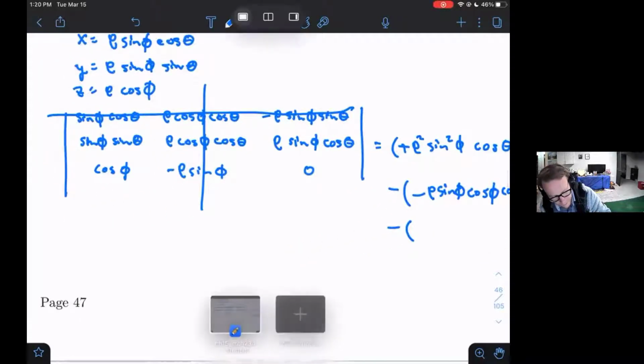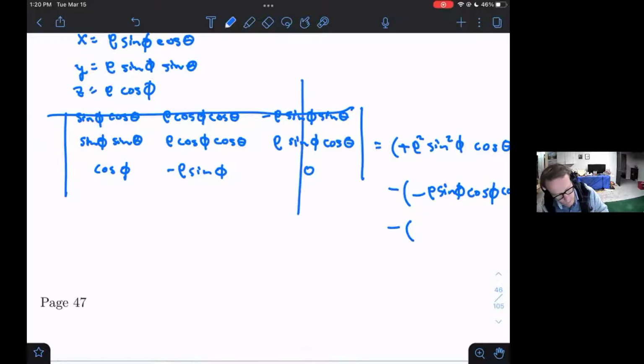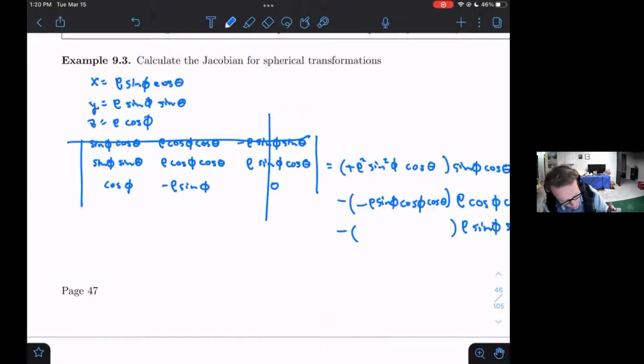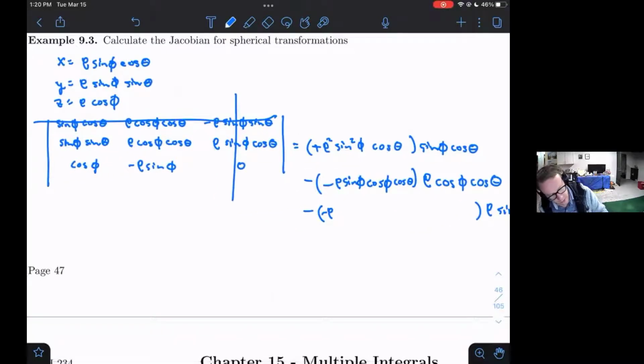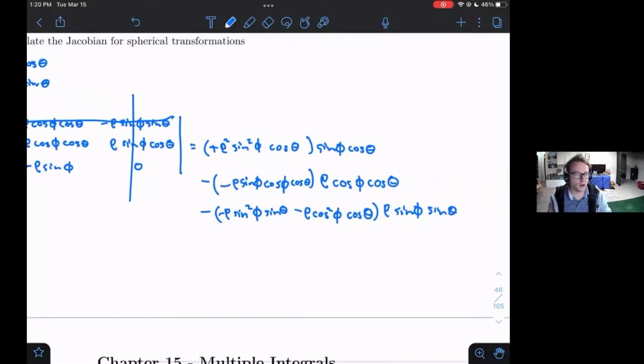And then finally, when I do the last one here, we have negative rho. I feel like I'm going to need some more room, so I'm going to move this over. Negative rho sine squared phi sine theta minus, and then when I do the other diagonal, we're going to have rho cosine squared phi cosine theta. So that right there is the determinant of this.